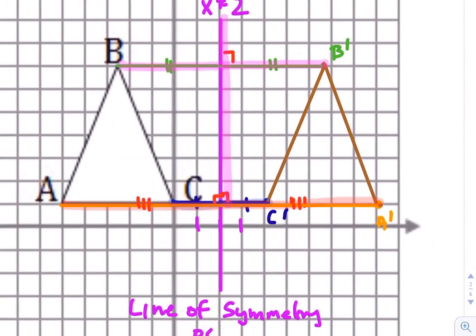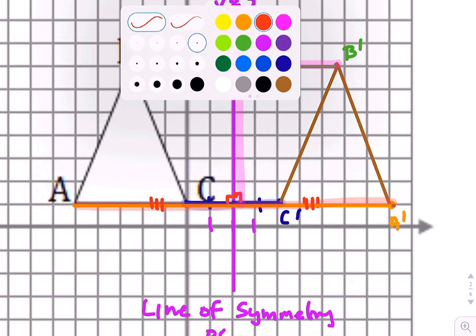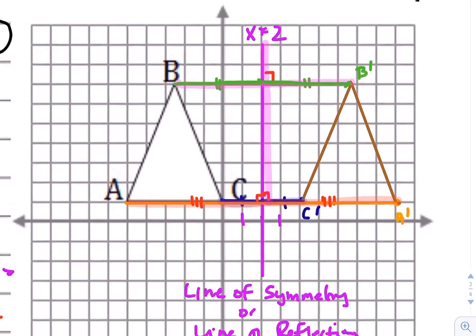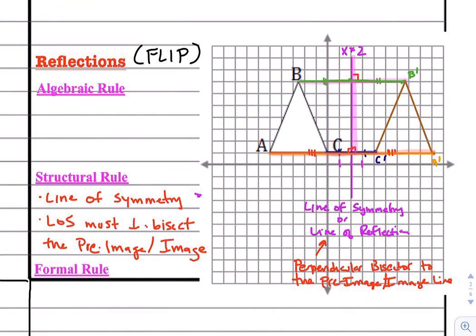The reason this should make sense is because if you're traveling a certain distance to your line of symmetry, you should be traveling the same distance directly away from it. And so the perpendicular part ensures directly away, and the bisecting part ensures the same distance.